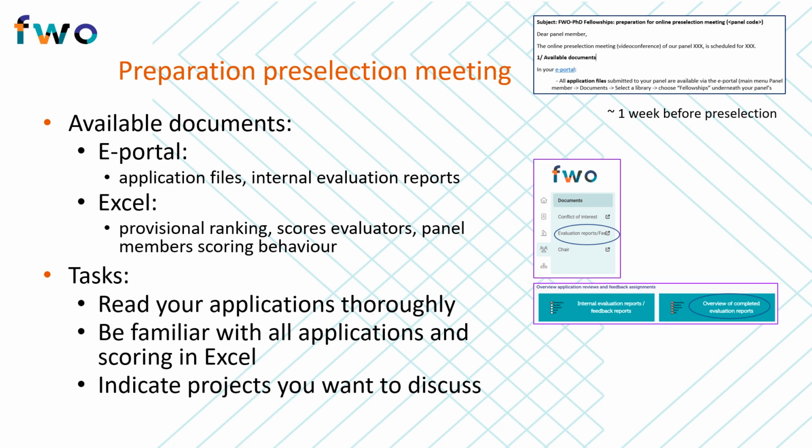In the overview Excel file, the chairs will also indicate the applications which they think should certainly be discussed during the pre-selection meeting. This will typically be applications situated near the cutoff line of the ranking or applications with large variations in scores. Should there be particular issues to discuss, such as a potential out-of-scope evaluation of an application, this will also be raised in advance by the chairs.